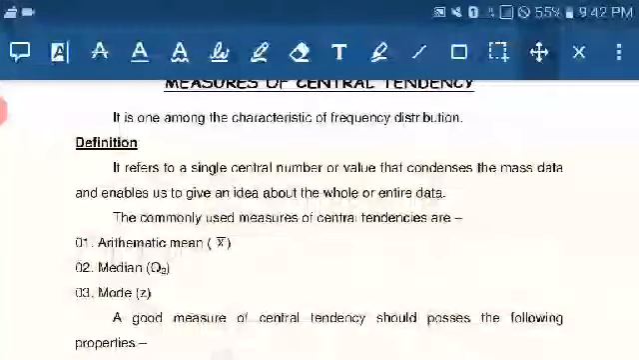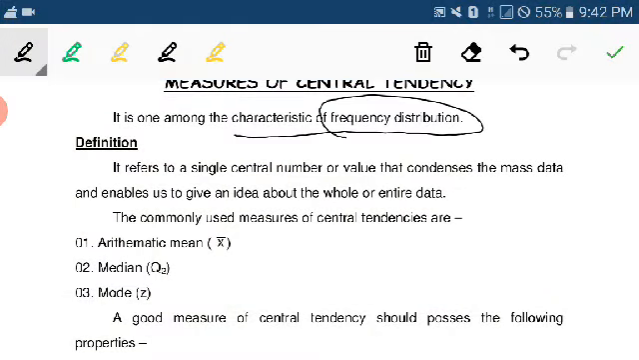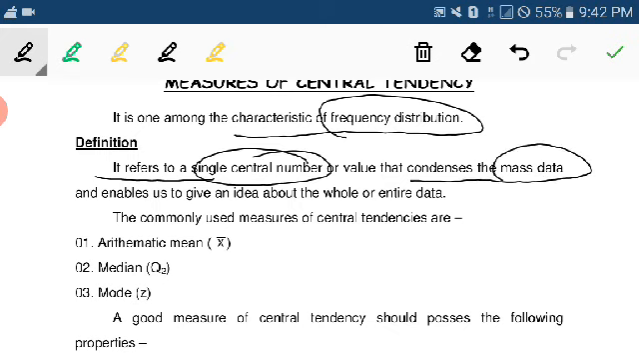Measure of central tendency is one among the characteristics of the frequency distribution. Definition: it refers to a single central number or value that contains the mass data and enables us to give an idea about the whole or entire data. The commonly used measures of central tendency are arithmetic mean, median and mode.